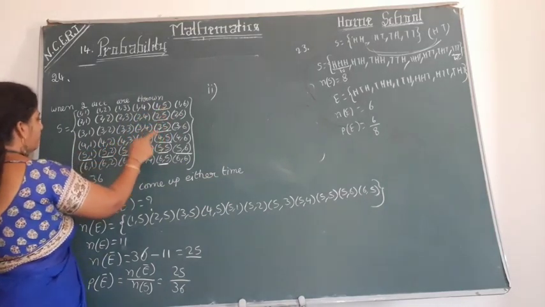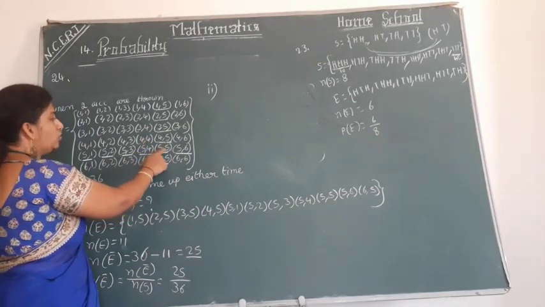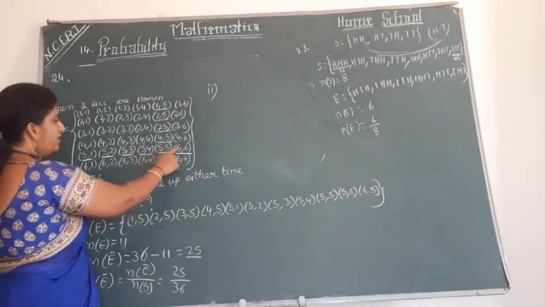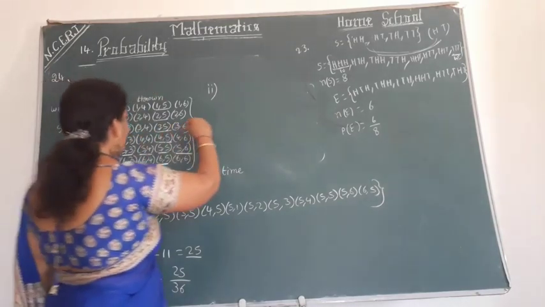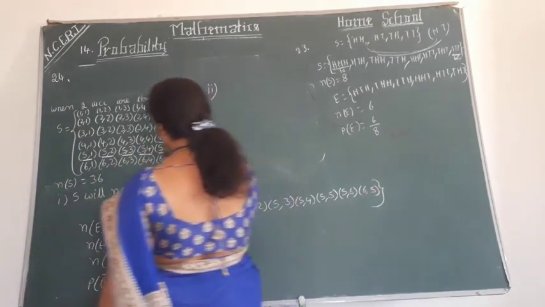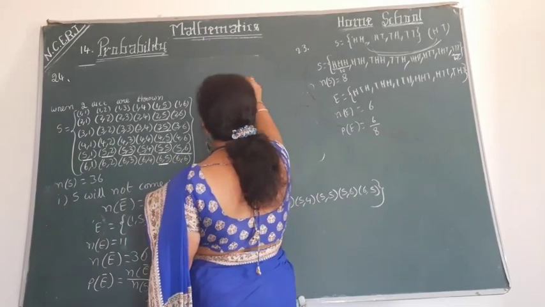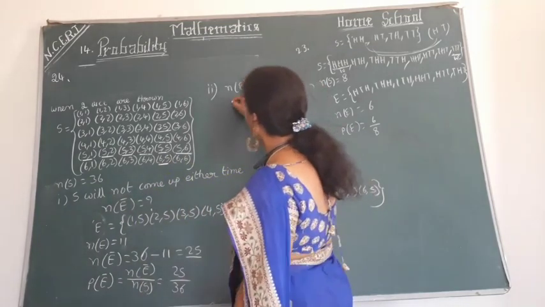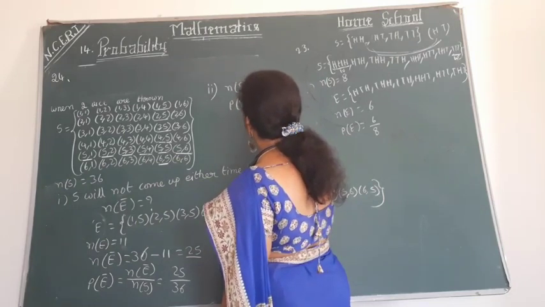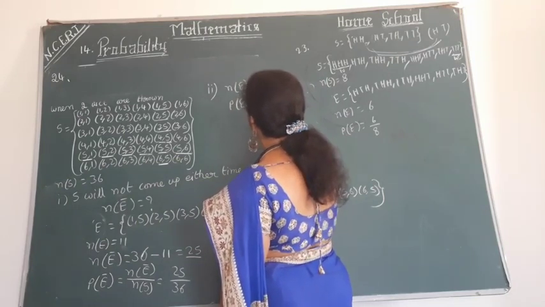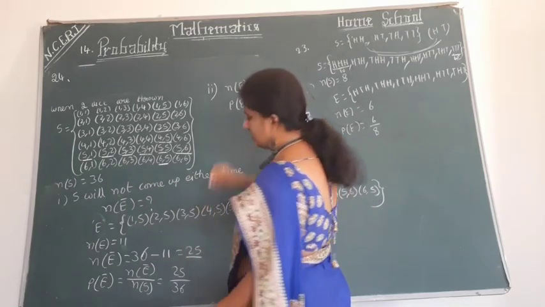(5,2), (5,3), (5,4), (5,5), (1,5), (5,1), (2,5), (3,5), (4,5). At least 1, and here 2 times it is repeated: (5,5), (5,6), (6,5). So the same set you may write it here. Directly I am writing here, this is only E. N of E, the occurrence of this event, is equal to 11. Probability of getting at least one 5 is n of E by n of S. That is 11 by 36.